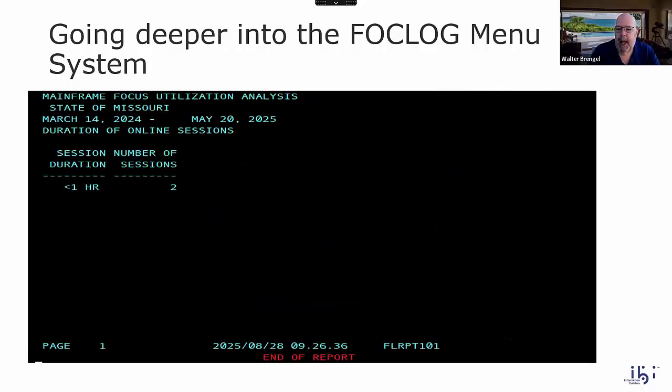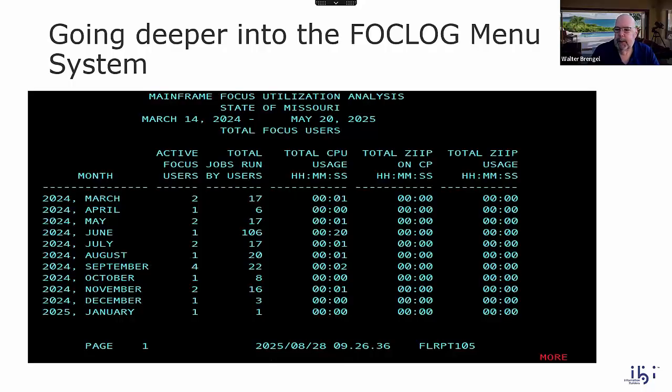And in this case, I have limited data. This says State of Missouri, but I didn't change my company name. This is when I'm using my file, which has only limited data, so all of my sessions run within seconds. All of my sessions were less than an hour. This is a sample 105 report, which has usage for total users by day, or by month, sorry.